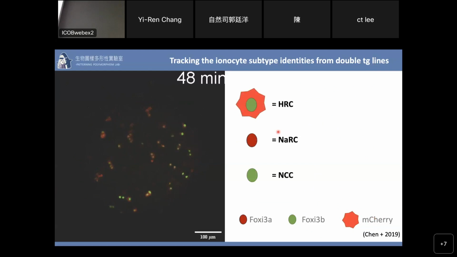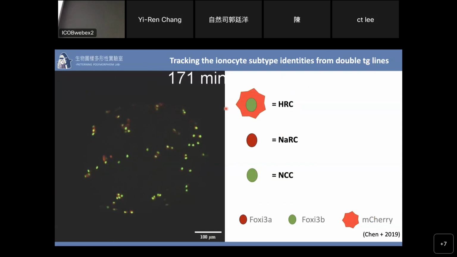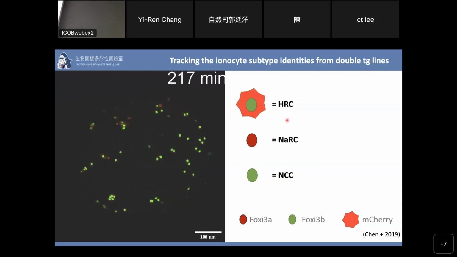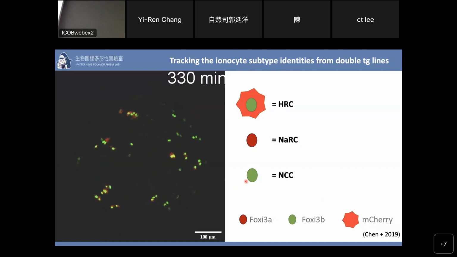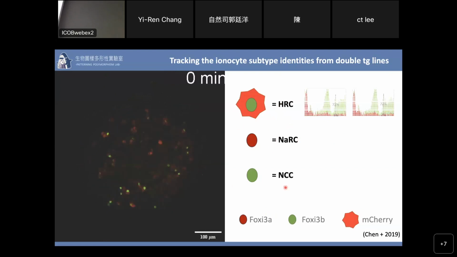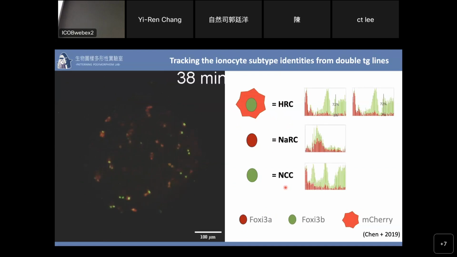So for example, if you see the bigger red fluorescent signal with a green nucleus inside, they are one type of this cell. And if they are solely a red signal, they are this type. And if they are a green signal and wandering around by themselves, it's probably this type. And we can also try to collect enough information for the expression.